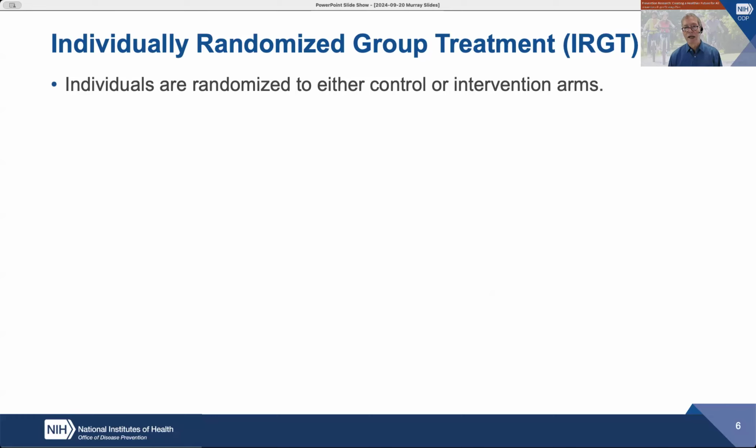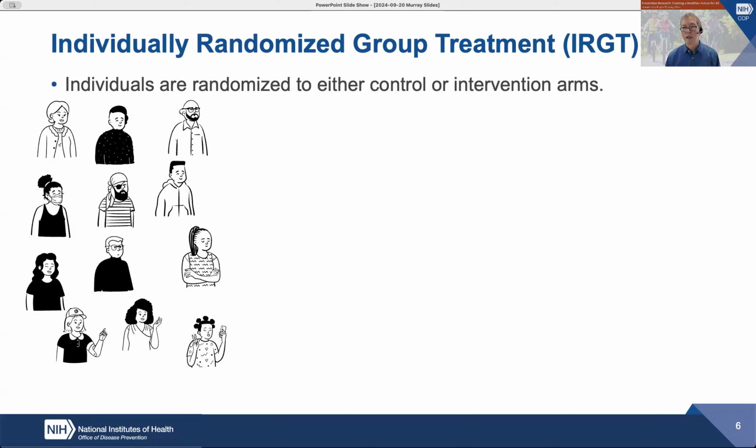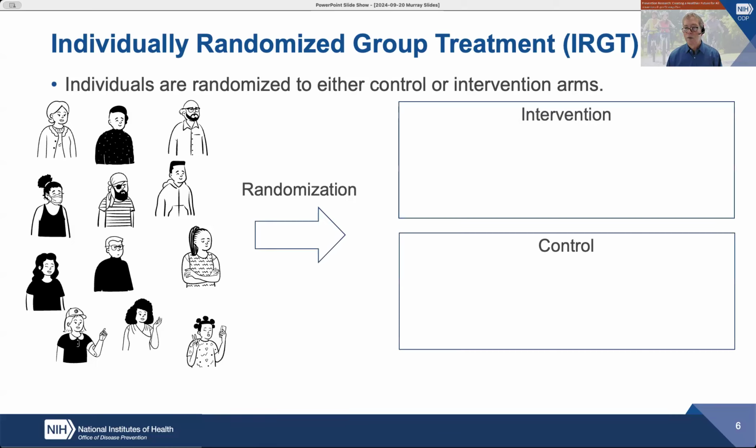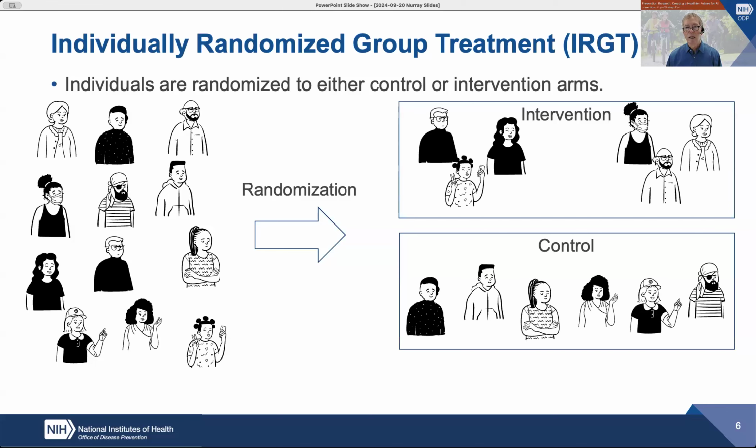There is a variation on this design, which we call individually randomized group treatment trials. We start in the same way. Individuals are randomized to either control or intervention arms. So here's the same pool of participants. We have a randomization scheme. They land in the intervention and control arms. So far, it looks just like an RCT.